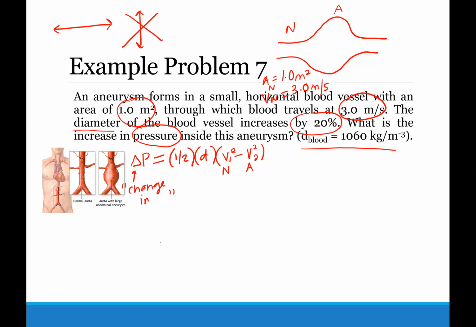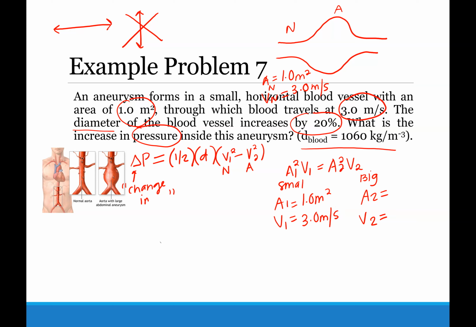We have to find a second one of them using some areas. So the formula that we're going to be using again is that continuity of flow formula. So A1 squared V1 equals A2 squared V2. So instead of it being big on the left and small on the right, the aneurysm is ballooning up after it's flowed through a normal blood vessel. So this is actually going to be the small side, and this is going to be the big side. So we have A1, we have V1, A2, and V2. So they told us the area of the normal or the small blood vessel is 1.0 meters squared, and it told us that it's traveling at a velocity of 3.0 meters per second. We're going to be looking for that second velocity to fill in here for the aneurysm.